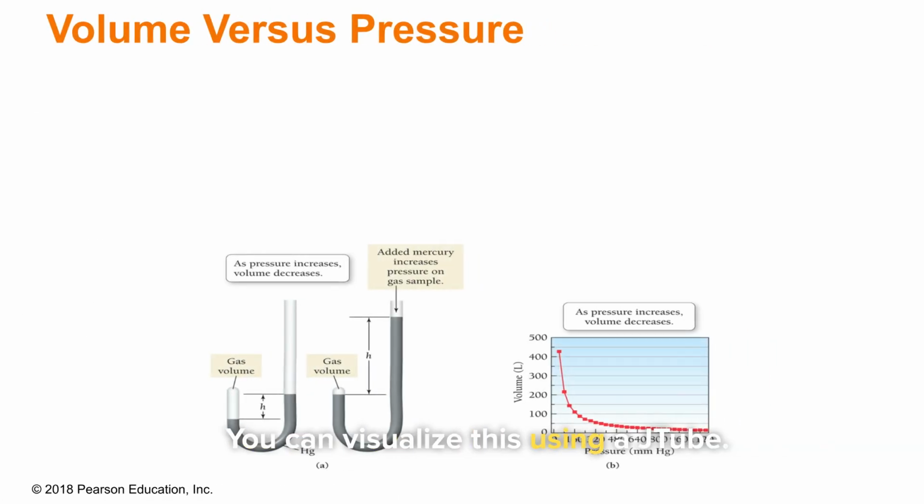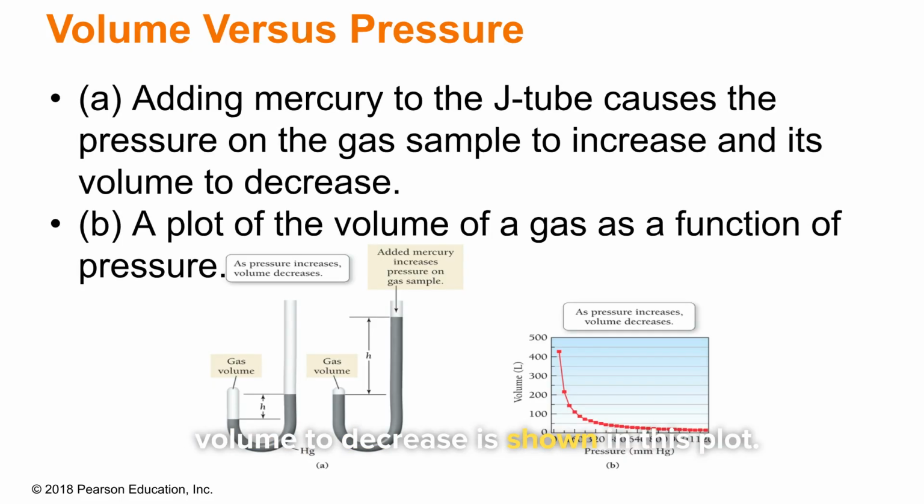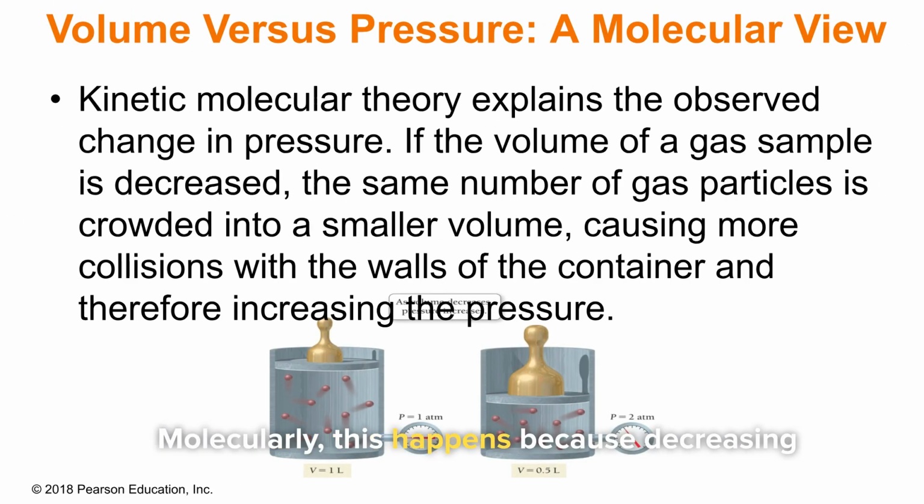You can visualize this using a J-tube. Adding mercury increases the pressure on the trapped gas, which in turn causes the gas volume to decrease, as shown in this plot. Molecularly, this happens because decreasing the container's volume crowds the same number of gas particles into a smaller space. This increases the frequency of collisions with the walls, thus raising the pressure.